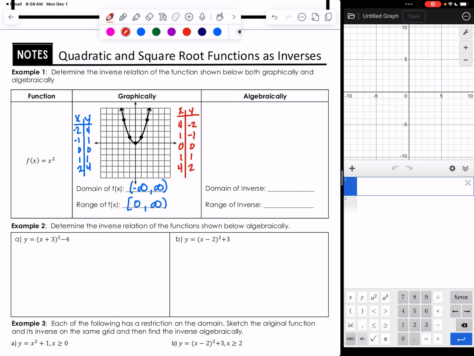Now, let's see what the inverse of the quadratic parent function would look like. So we have 1, 2, 3, 4, negative 2 would be right here. Then 1, negative 1 would be right here. 0, 0, 1, 1, and 4, 2. So our inverse function would look something like this.